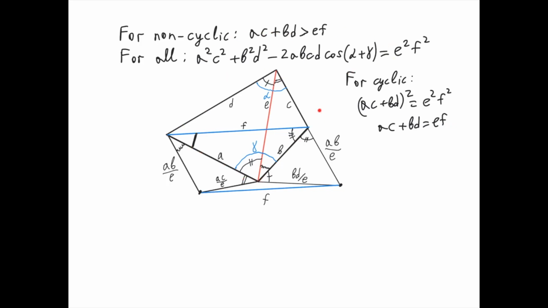Suppose this is our quadrilateral with diagonals E and F, angles alpha and gamma here and here.